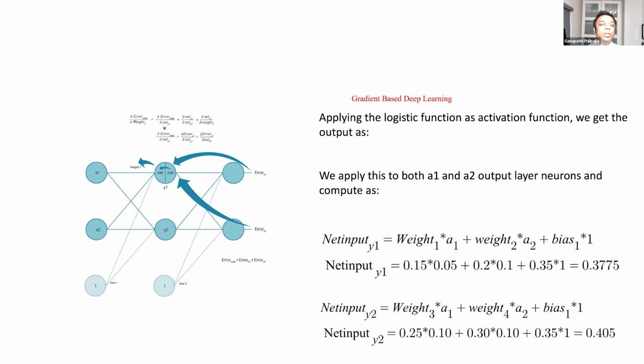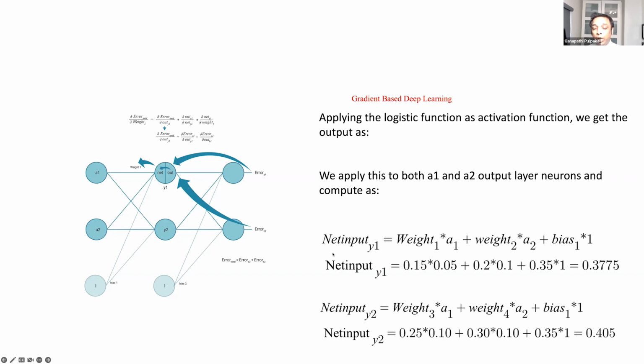So basically, this is a differentiation of error total by differentiation of weight 1, which is differentiation of error total by differentiation of out y1 multiplied by differentiation of out y1 by net y1 multiplied by differentiation of net y1 by weight y1. So if we sum it up, it would be differentiation of error z1 by differentiation of out y1 plus differentiation of error z2 by differentiation of out. That will be actually y2.